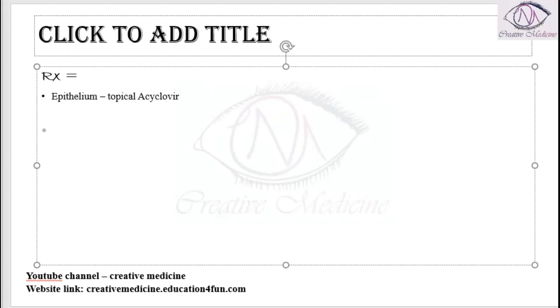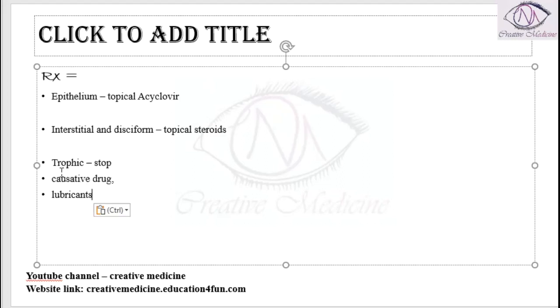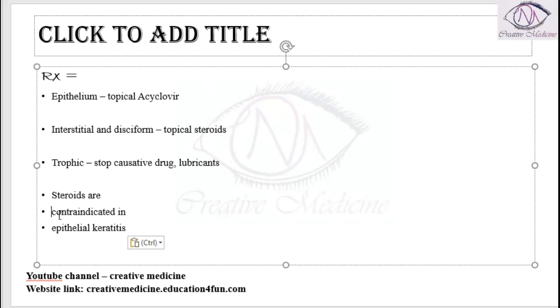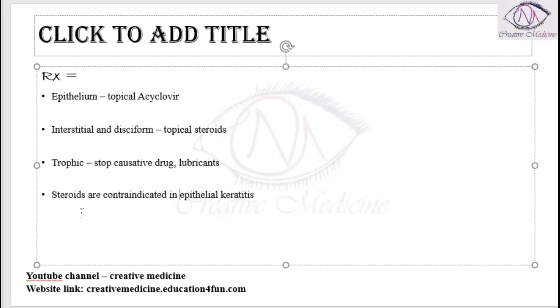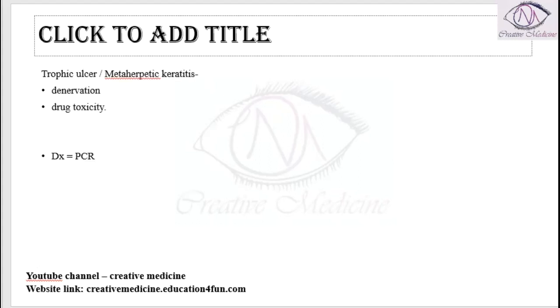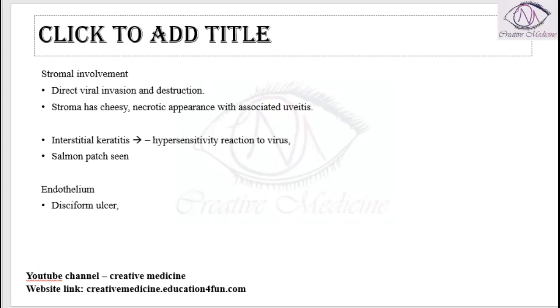For interstitial and disciform keratitis, topical steroids are given to the patient. For trophic keratitis, we should stop the causative agents and give lubricants. In epithelial keratitis, steroids are contraindicated. One important thing is that for interstitial and disciform keratitis steroids are given, but for epithelial keratitis steroids are contraindicated.